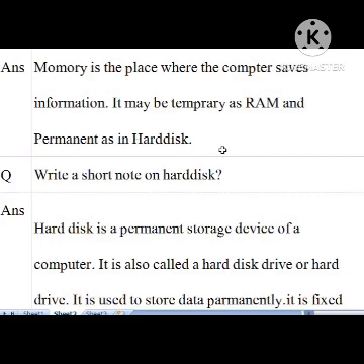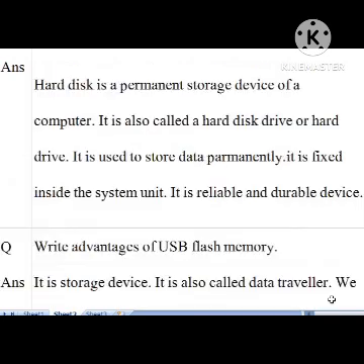Write short note on hard disk. Computer class 6. Next question. Answer: hard disk is a permanent storage device of a computer. It is also called a hard disk drive or hard drive. It is used to store data permanently. It is fixed inside the system unit. It is a reliable and durable device.